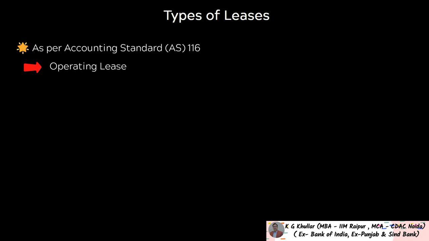Next, let's move on to the types of leases. Friends, understanding the types of leases is crucial because different lease structures impact financial statements, taxation, and business decisions. So, as per Accounting Standard 116, leases are classified into 2 primary categories. First is operating lease and second is finance lease, which is also known as capital lease.